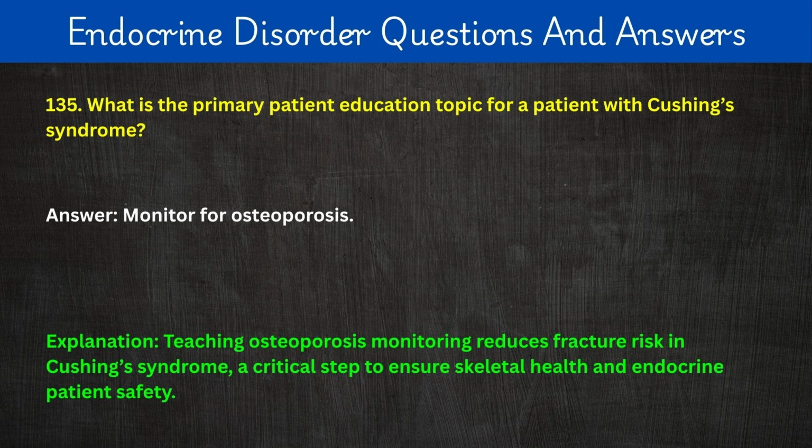135. What is the primary patient education topic for a patient with Cushing's syndrome? Answer: monitor for osteoporosis. Explanation: teaching osteoporosis monitoring reduces fracture risk in Cushing's syndrome, a critical step to ensure skeletal health and endocrine patient safety.